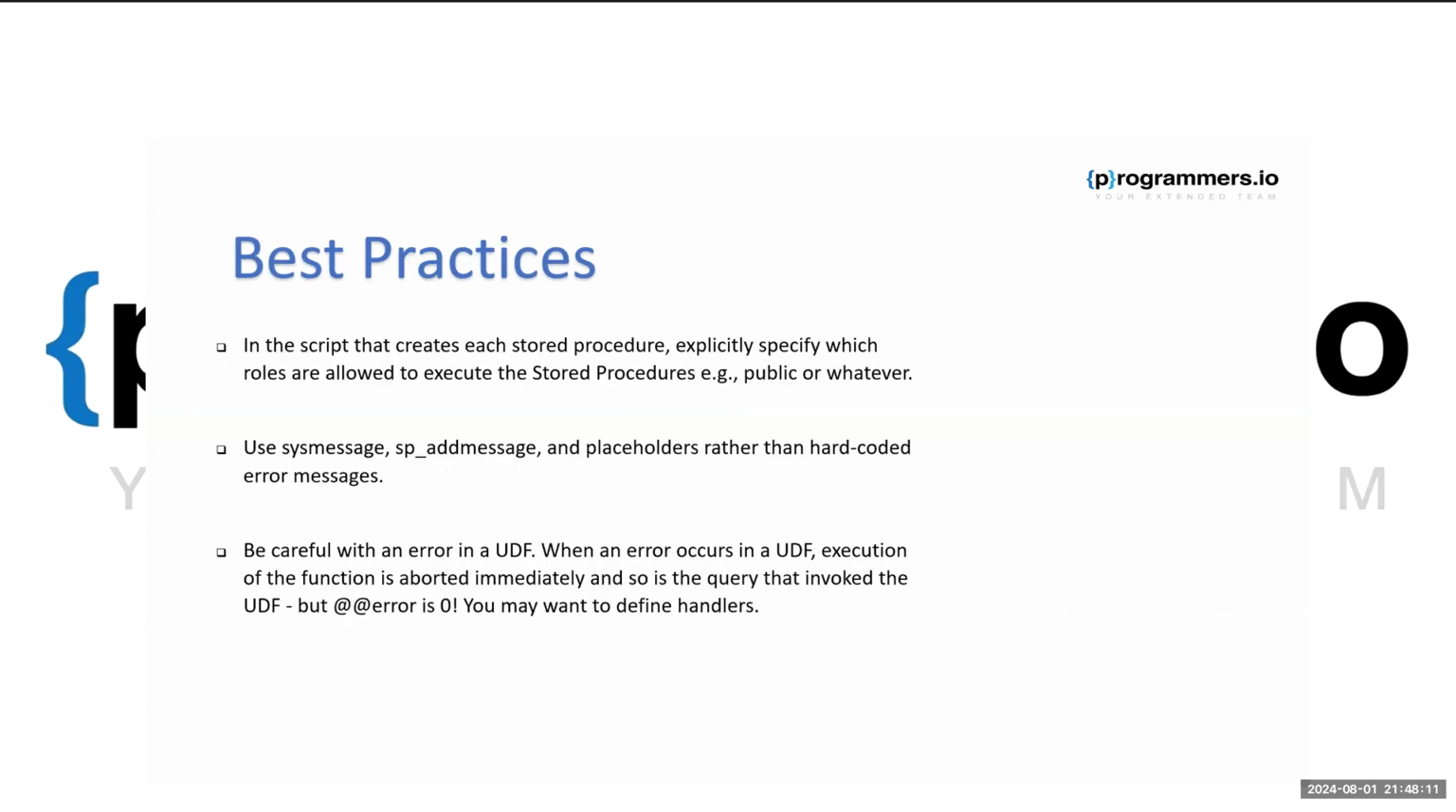In case of error handling, it's good to update these two fields, sys message or sp underscore add message, so that whatever error comes in will be shown on the job log of our IBM i system, where the job actually runs. It will be very useful when we need to troubleshoot if there are any consequences after executing that stored procedure.